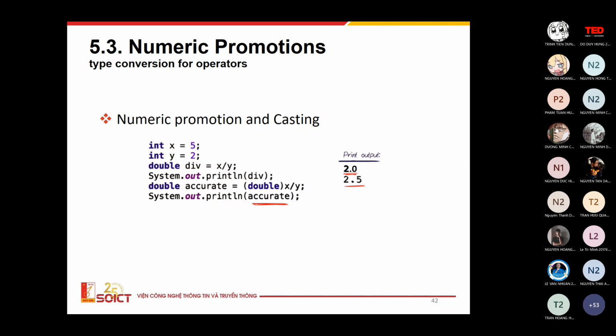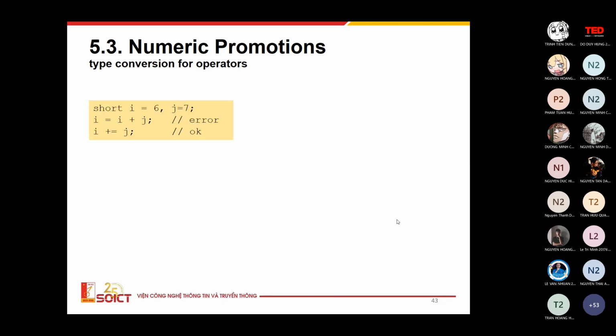Okay, thank you. And now we will go to some other example. And I hope that you can explain for me what happened. Okay, let's see this one. Can you explain for me what happened here? Why here I say this error, and why here I say okay? Who can explain to me?